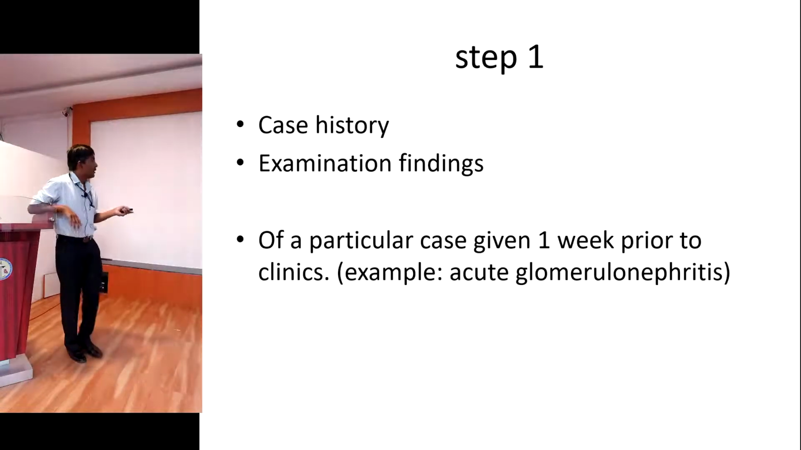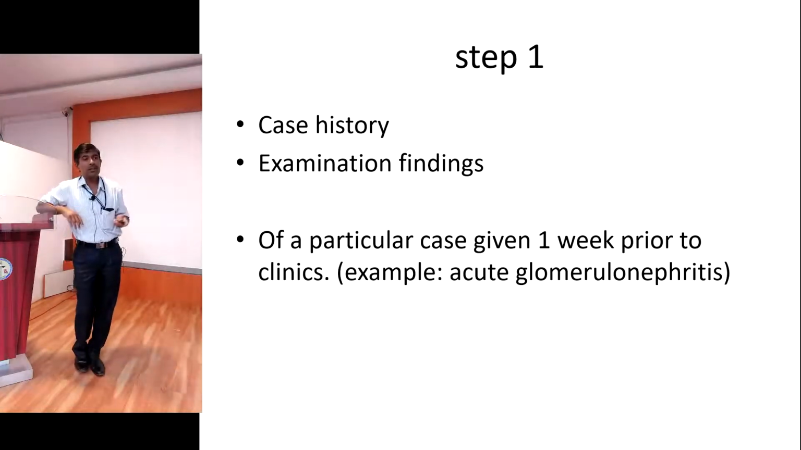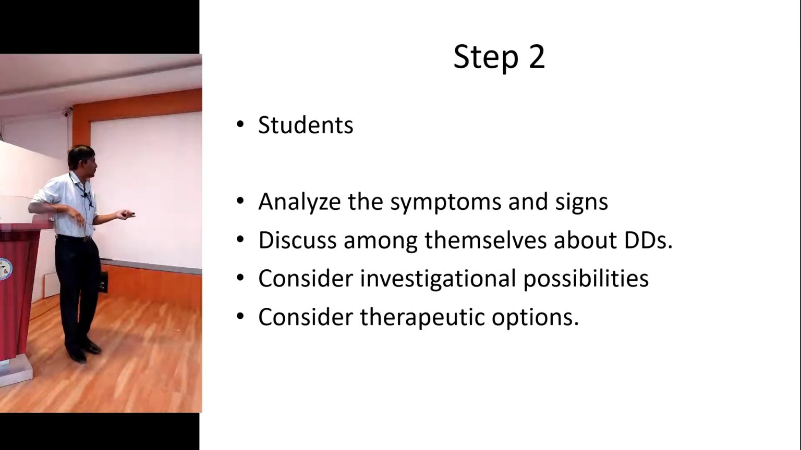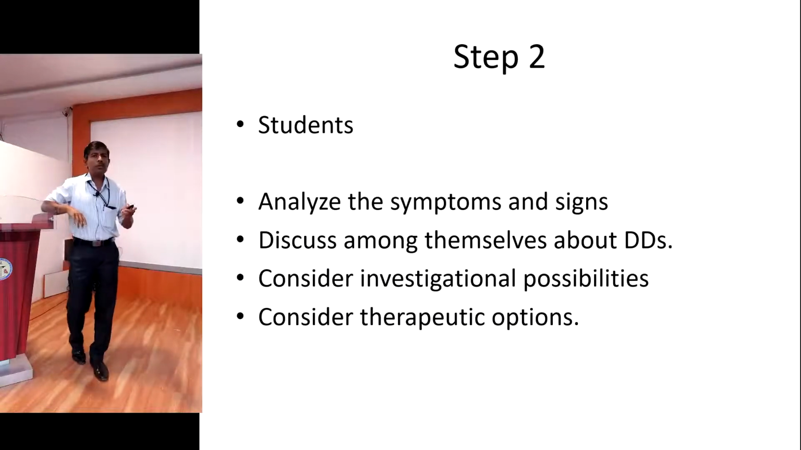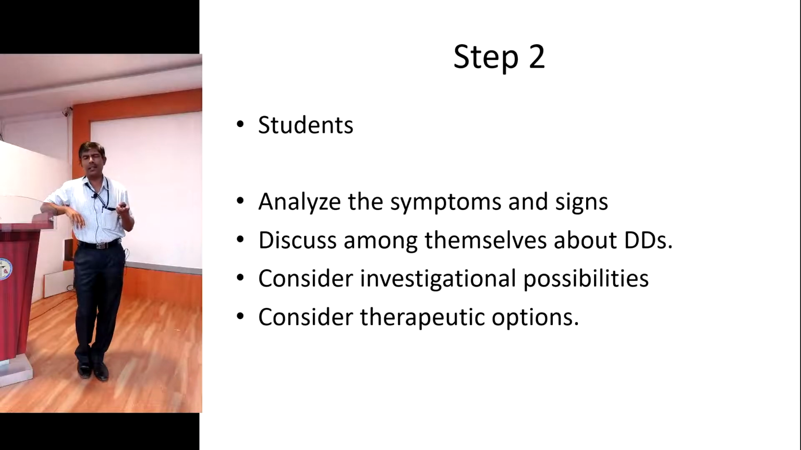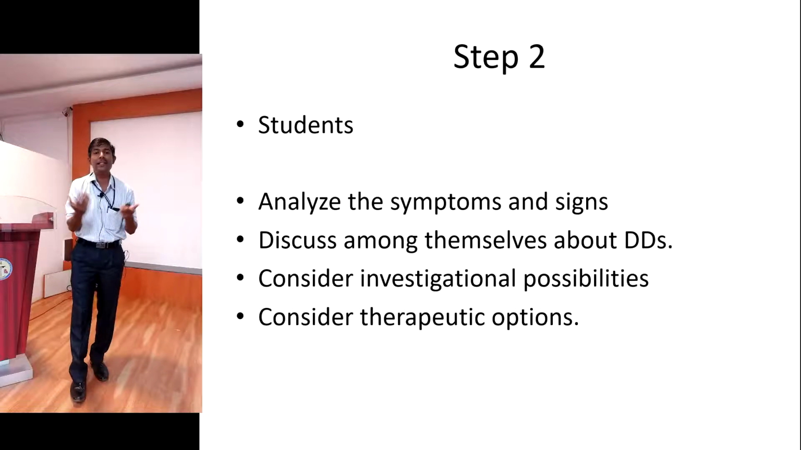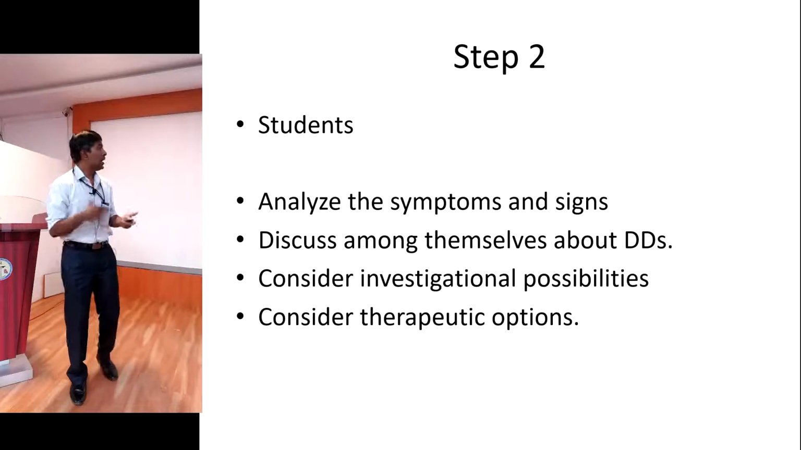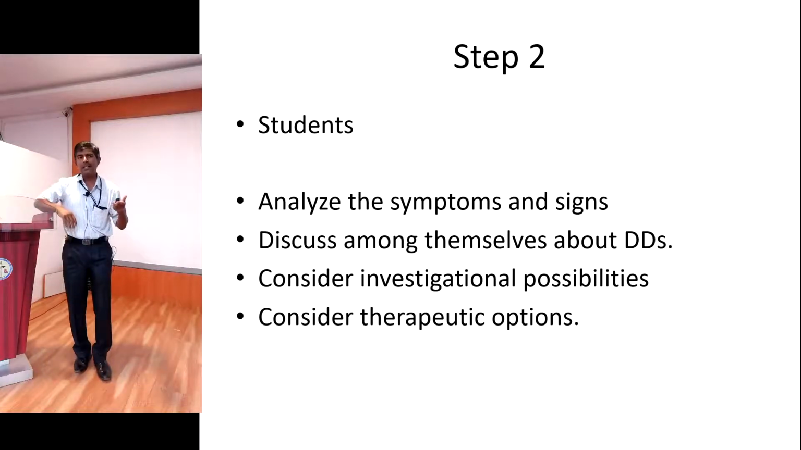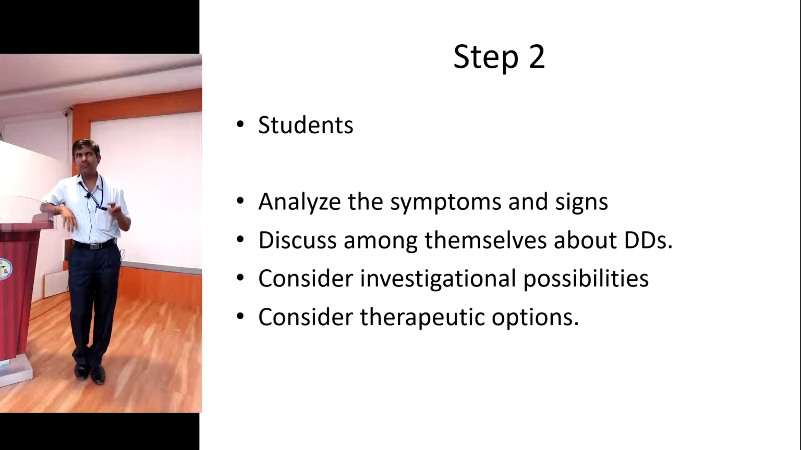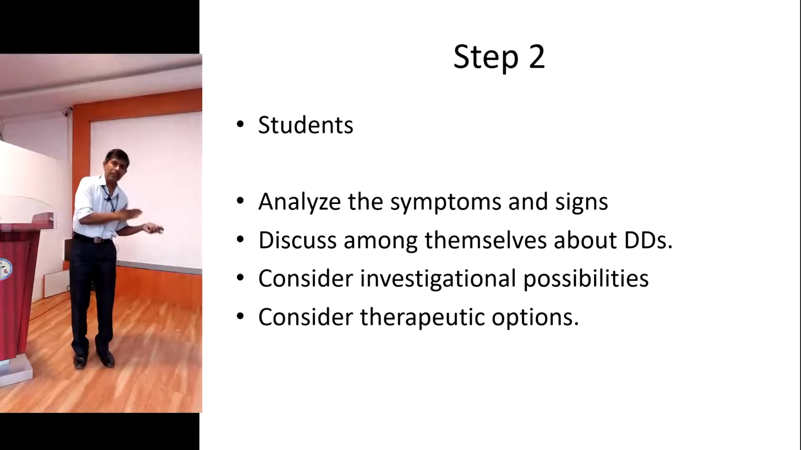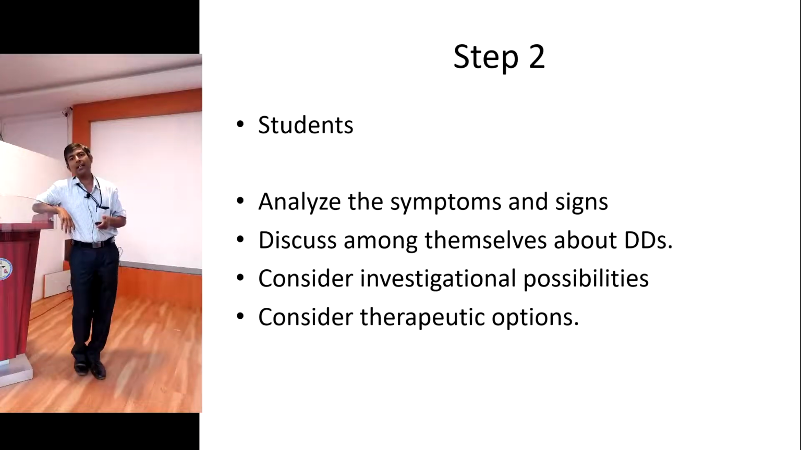For example, a patient who is suffering from acute glomerulonephritis, a disease which affects the kidneys. The students take those sheets containing the history and examination findings and analyze among themselves. They form a group and start analyzing. Once they start, they come to know that they do not know much about the particular symptom. So, they go home and start reading from textbooks and again come back and analyze, and they try to find out what is wrong with the patient.